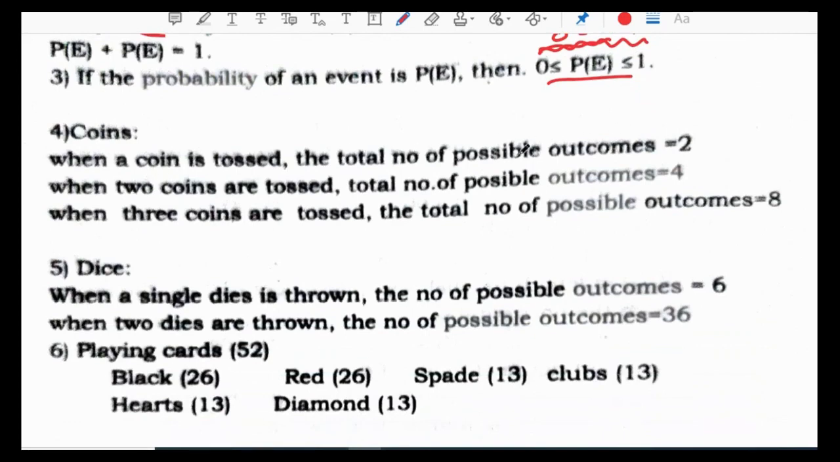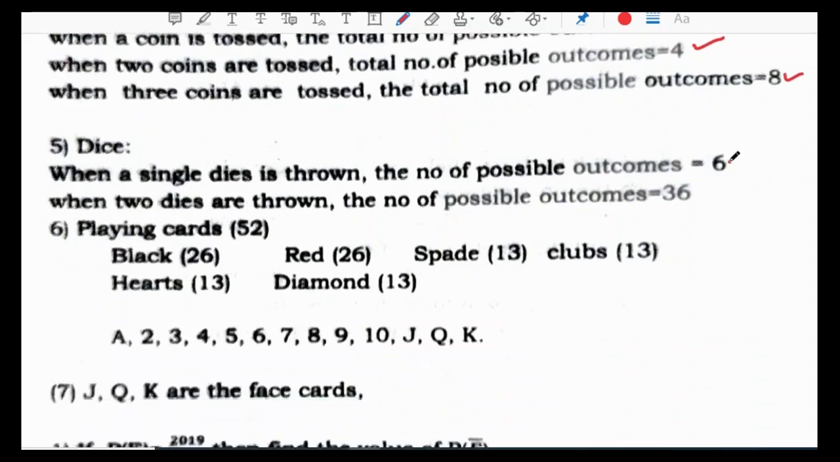So when one coin is tossed, total possible outcomes are 2. When 2 coins are tossed, total possible outcomes are 4. When 3 coins are tossed, total possible outcomes are 8. One dice has 6 possible outcomes, 2 dice have 36 possible outcomes. So we have black cards 26, red cards 26, spade 13, club 13, heart 13, diamond 13.